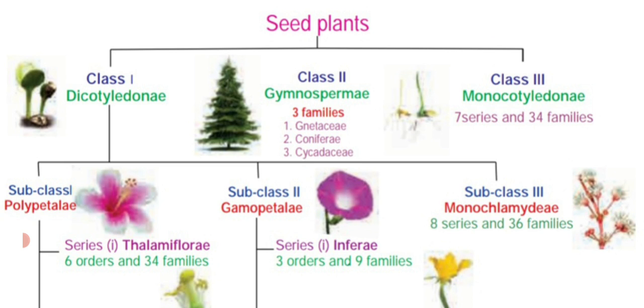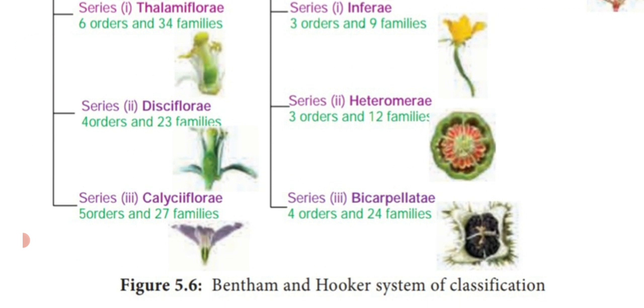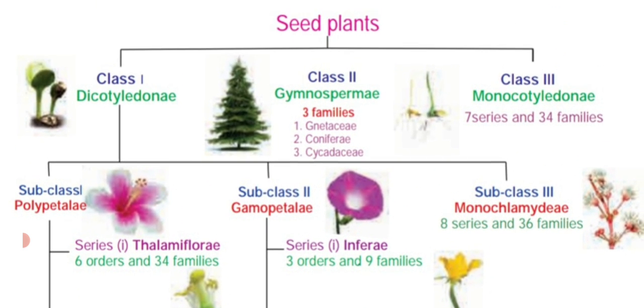Now coming to the main class 2, Gymnospermae, it consists of 3 families: Gnetaceae, Coniferae, Cycadaceae. Main class 3, Monocotyledonae, consists of 7 series and 34 families. This is the flow chart showing the classification of Bentham and Hooker, or natural system of classification. It is very, very important for 3-mark and 5-mark questions.